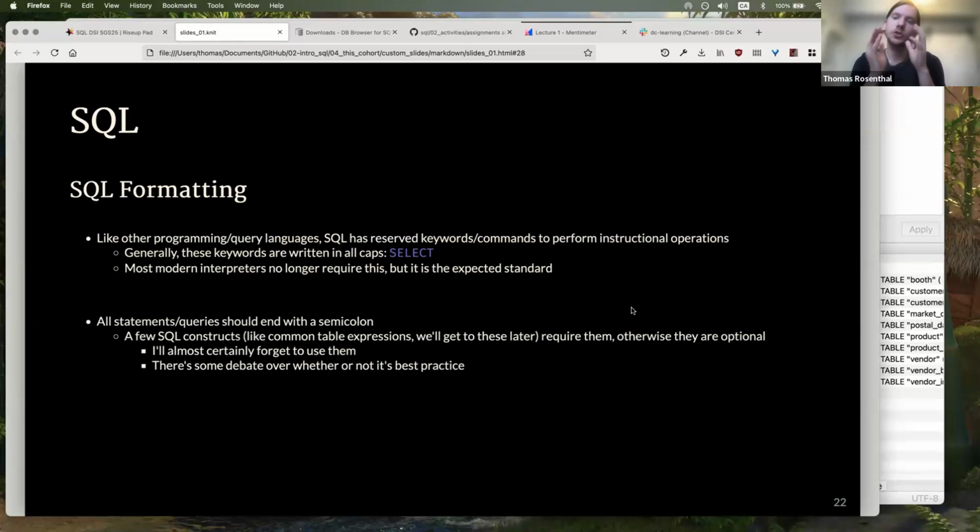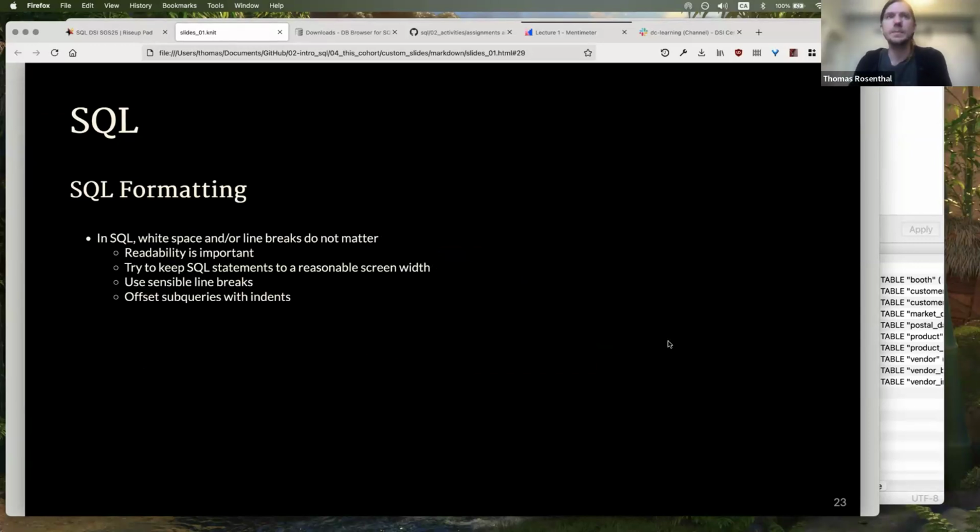Statements, queries should end in a semicolon. Some SQL constructs, like common table expressions, and we'll get to those, will require them, but they do tend to be optional. I will likely use them, forget to use them. And there's some debate on whether or not it's best practice if you really get into it. But if you see that, just know that a semicolon is terminating the query that you have.